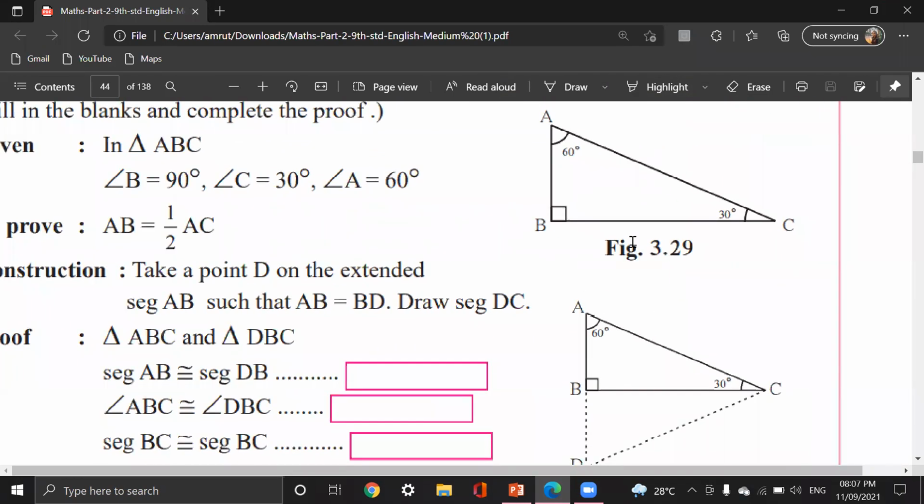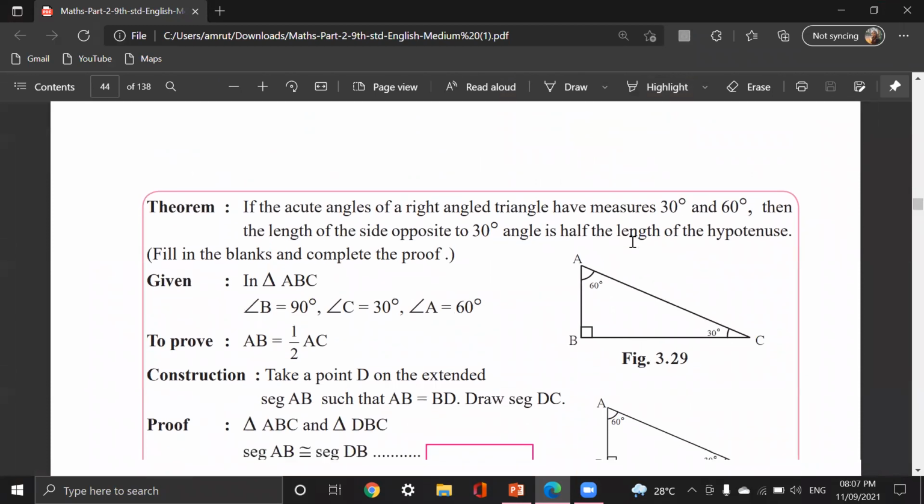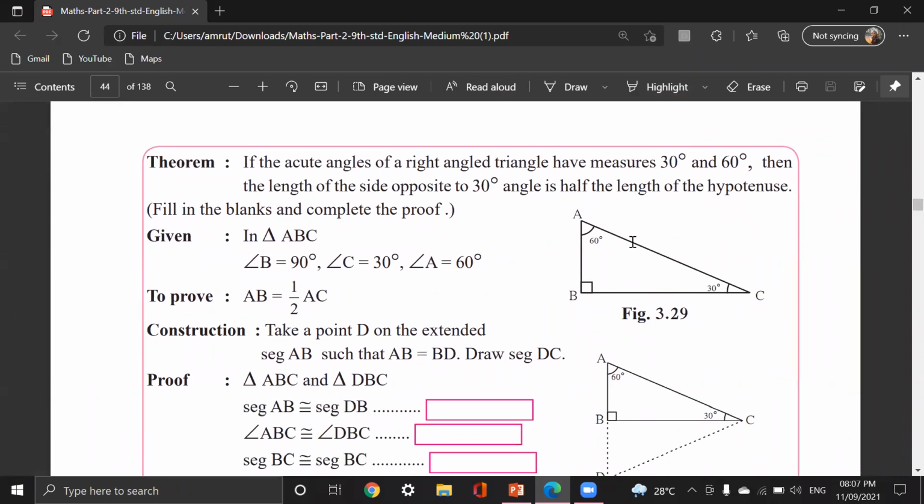So that theorem we are going to learn now. What is the statement of the theorem in the textbook? If you see, you'll find the same thing. So what is the theorem? Let us read the statement.